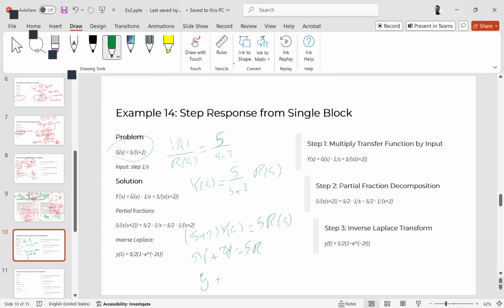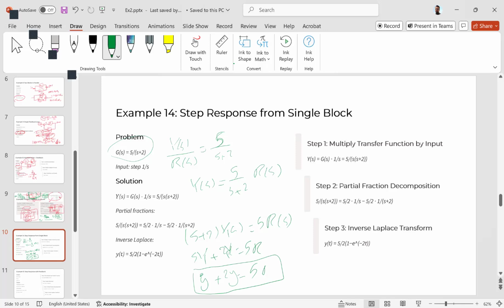Plus, this is the simple y. So it's going to be 2y equal to 5 times the input. So now you have found the differential equation that drives your system in the time domain. Are we good? Now, let's think about that.